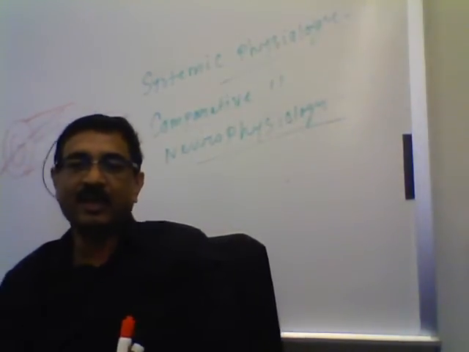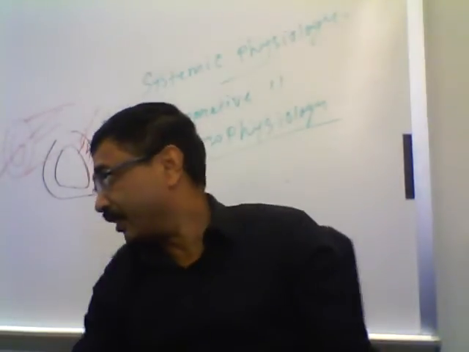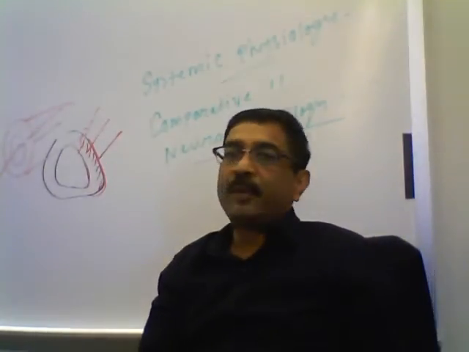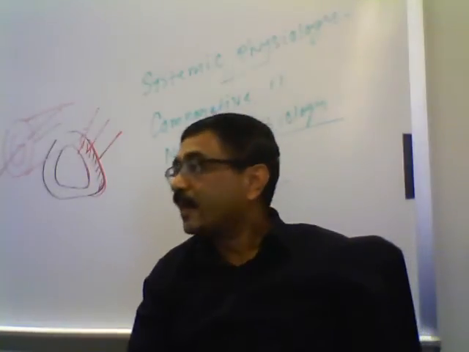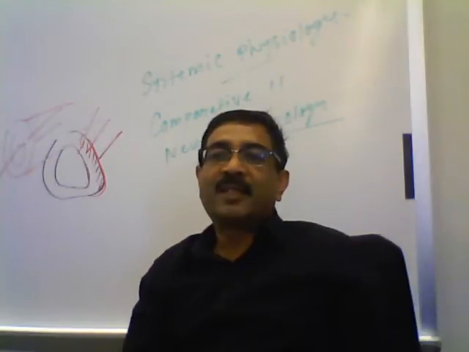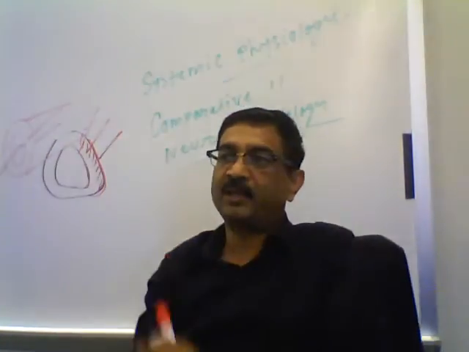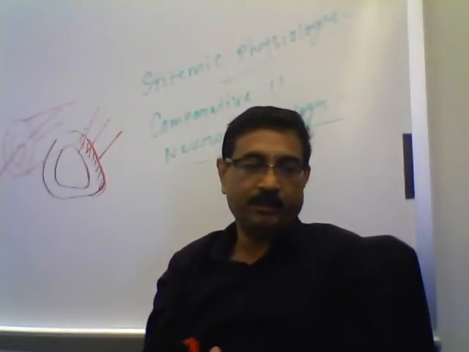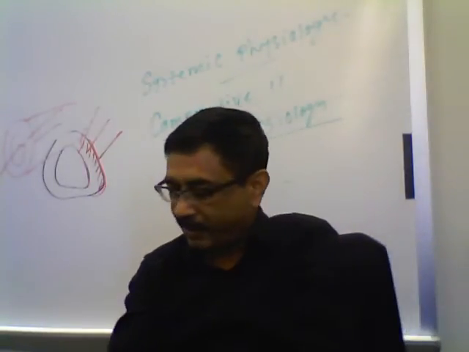Okay? So organs join to form a system. Work together to form a system. In human body, we have 11 systems. How many? 11 systems. And 11 systems join together to form the whole body, and that is the organism. Organism is the whole body. Okay? So those are the different levels of organization.